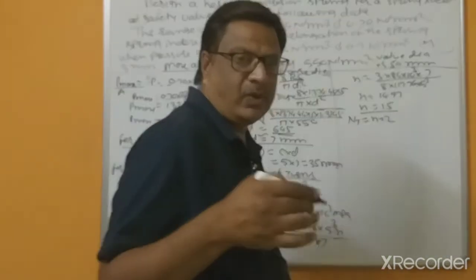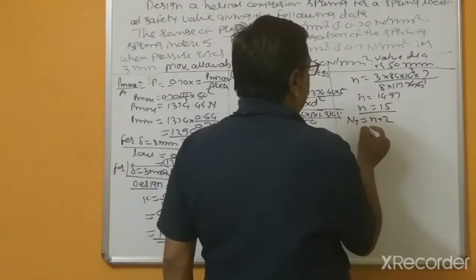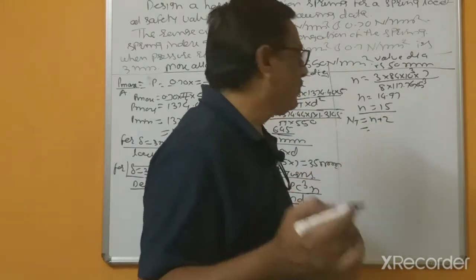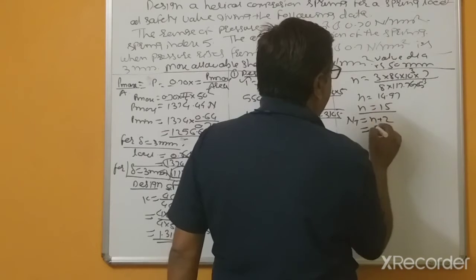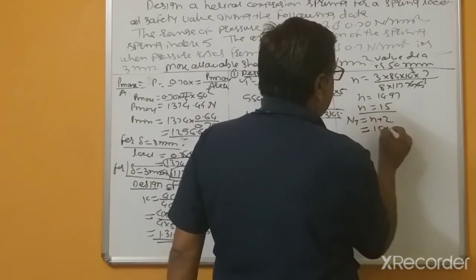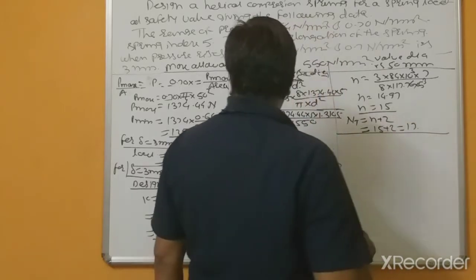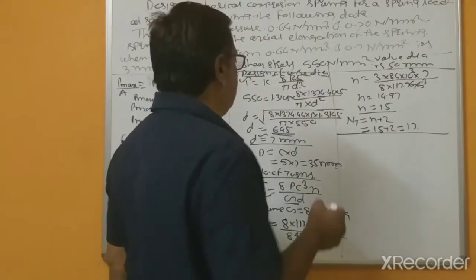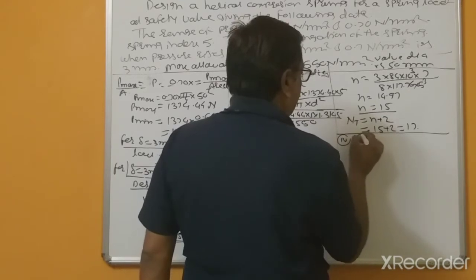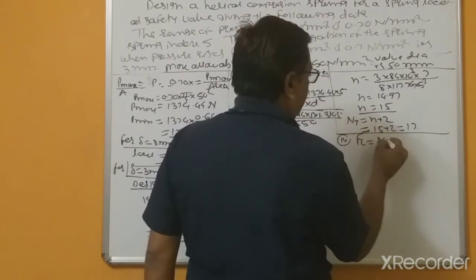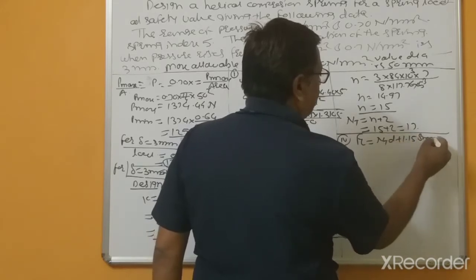by assuming the spring has square and grounded ends. So that's why NT equal to 15 plus 2, this is equal to 17. So this is the third. Now the fourth is the free length of the spring, NTD plus 1.15 delta max.